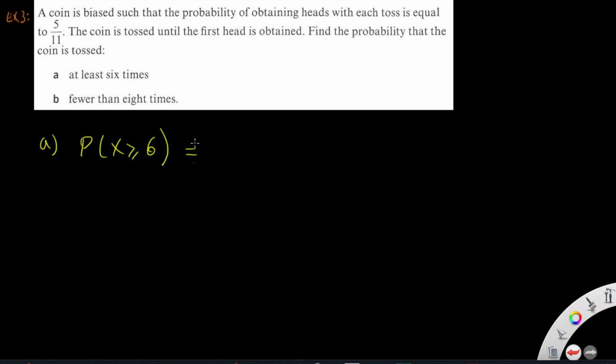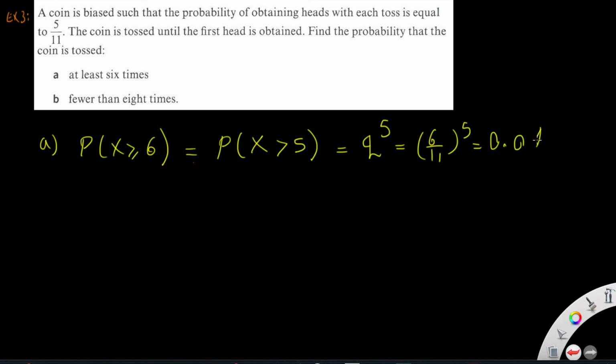We cannot use the point that we used in the previous example because you have an equal sign here, so we can change it. X at least 6 means x greater or equal to 6, so we can convert it because it is a discrete random variable and takes whole numbers. We can write it as x greater than 5, so it can be written as q to the power of 5. So 5 over 11 is success, so failure will be 6 over 11 to the power of 5, which is 0.0483.